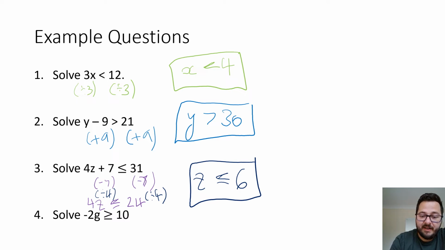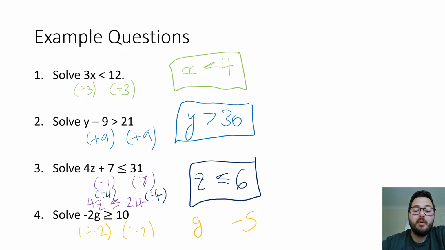Okay, and then finally, we've got minus 2g is more than or equal to 10. Now this time we want to divide by -2 for both sides. So you're going to be left with g on the left, and 10 divided by -2 is going to be -5. But remember, we've divided by a negative number, so instead of greater than or equal to, we want this to be less than or equal to. We swap the direction of the inequality.